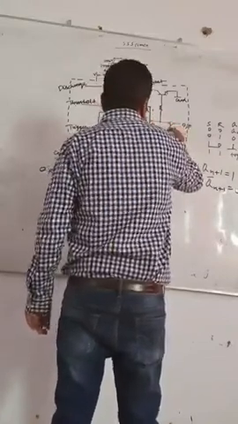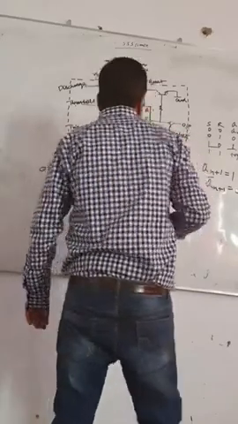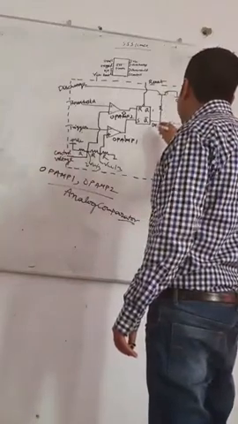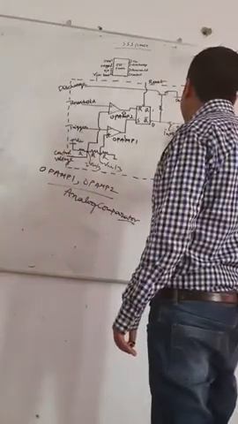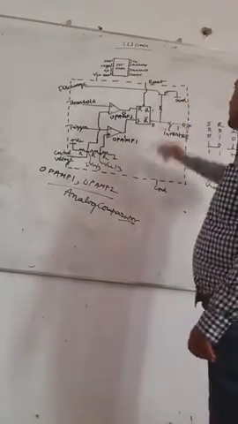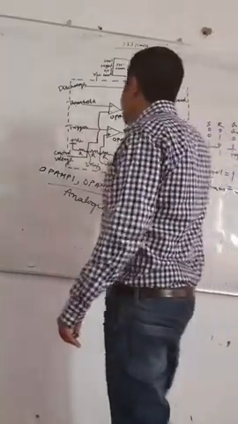Then here this is an inverter. If Q bar is 0, then the inverter output will be 1. The output will become logic high. This transistor is in cutoff mode because the base, this is an NPN transistor. An NPN transistor looks like this.